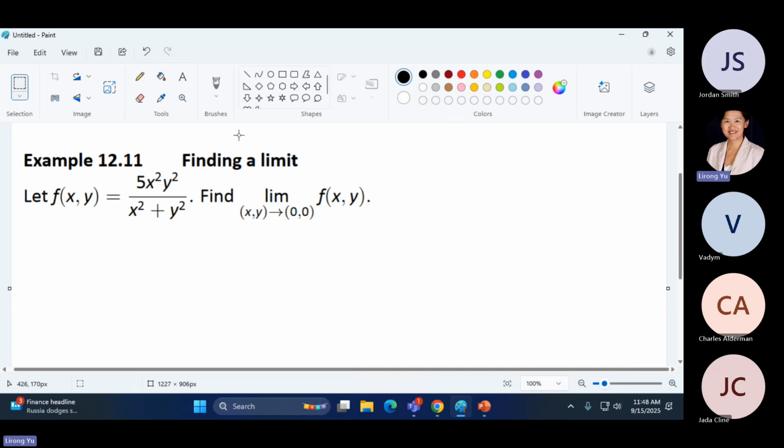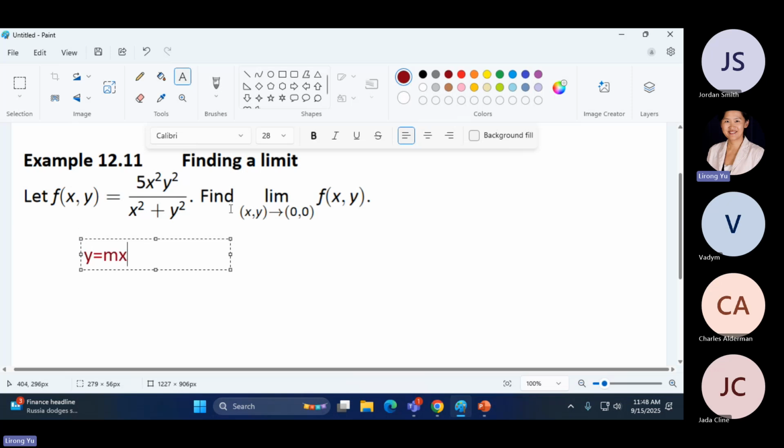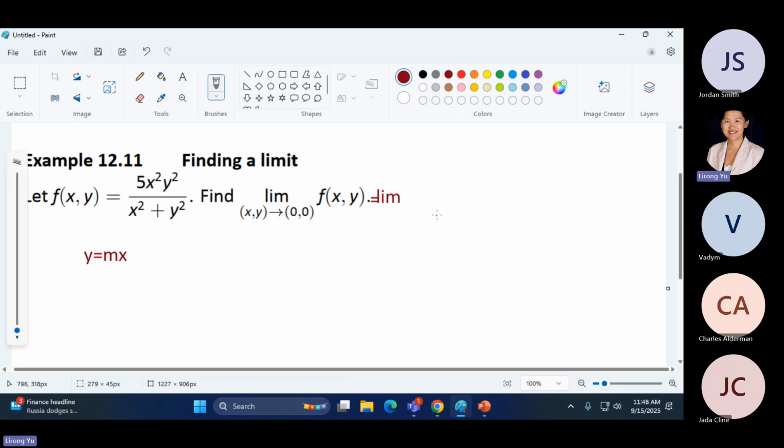At least we can try the earlier situation. What if y equal mx or y equal kx? If y equal mx, we see this limit is equal to the limit of x approaching 0. Numerator is 5x squared times y squared, and y equal to mx, then y squared will be m squared x squared.